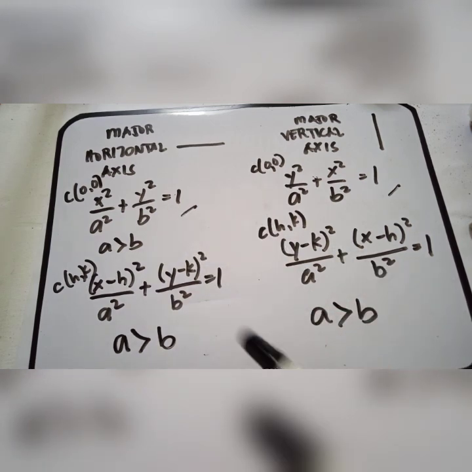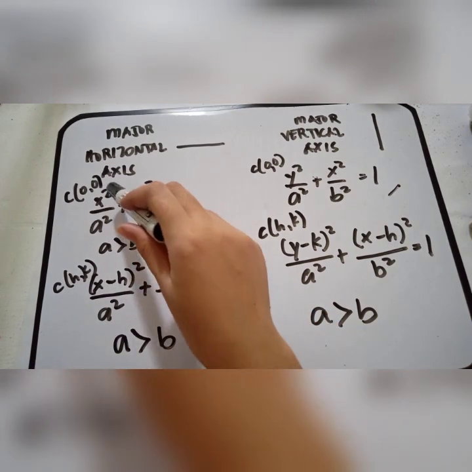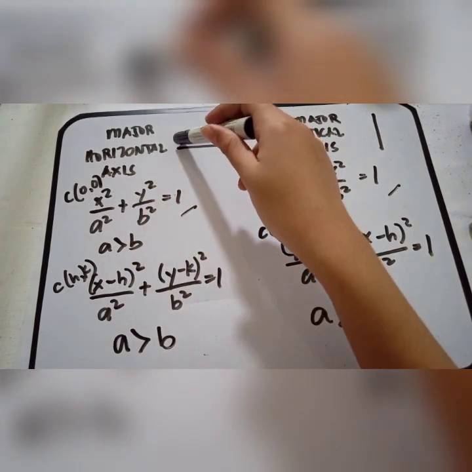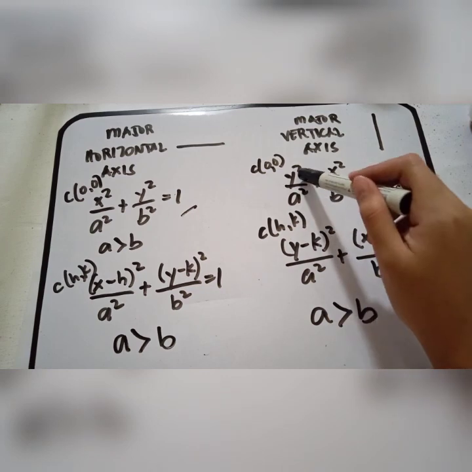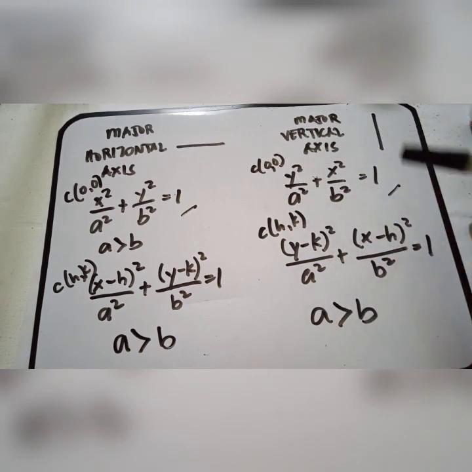Always remember that if a goes with x, it is horizontal, and if a goes with y, it is vertical. Are we clear? Next.